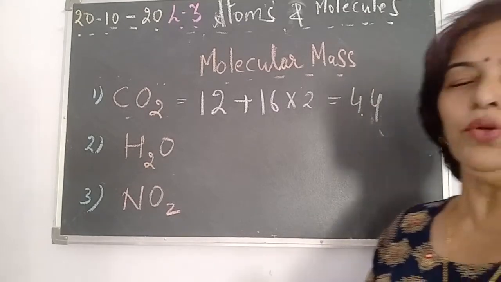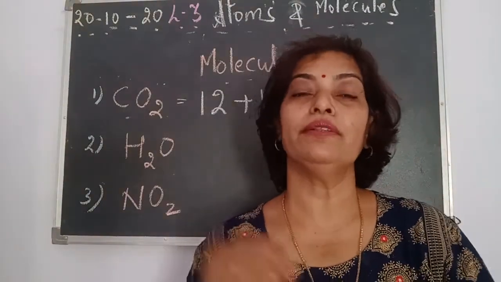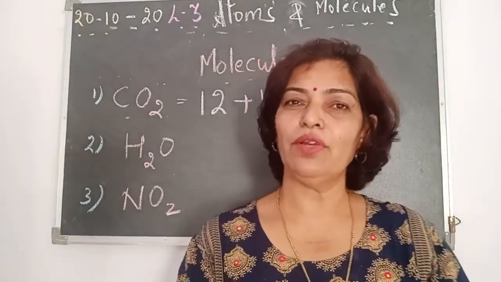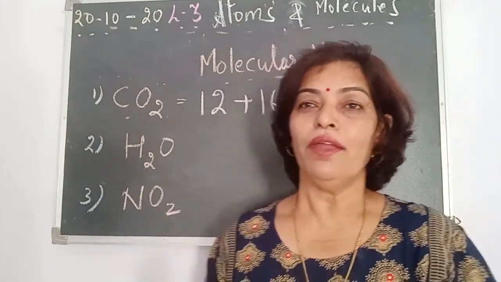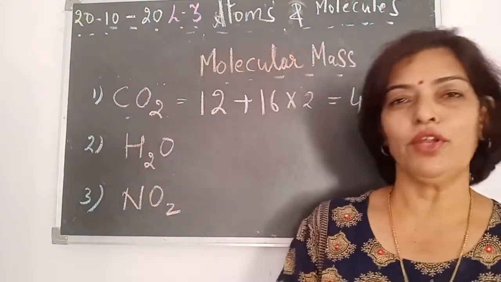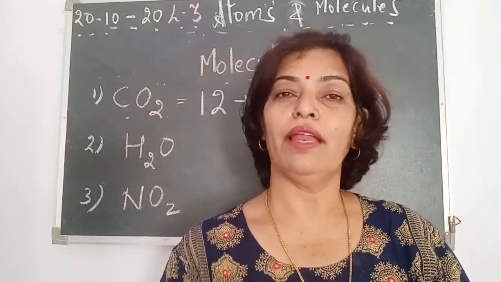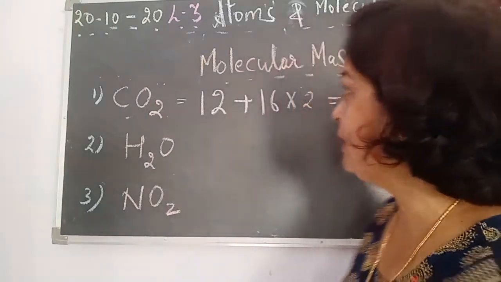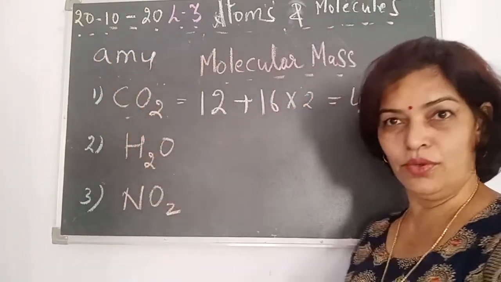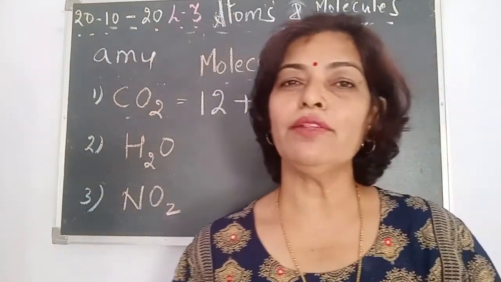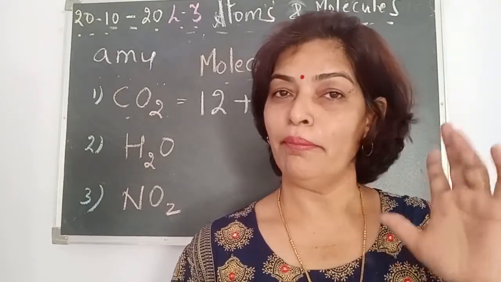Now you know children that when we study science and do certain calculations, for every calculation there is a standard unit, an SI unit. Now let me tell you the SI unit of molecular mass. Initially, the SI unit of molecular mass was taken as AMU, atomic mass unit. And one atomic mass unit is equal to 1 gram.